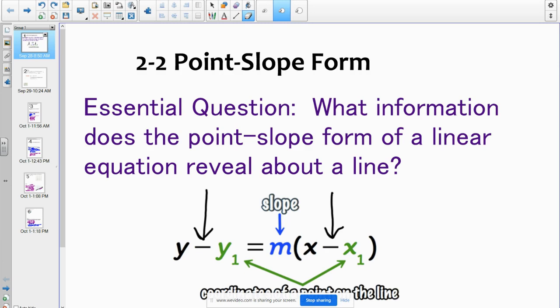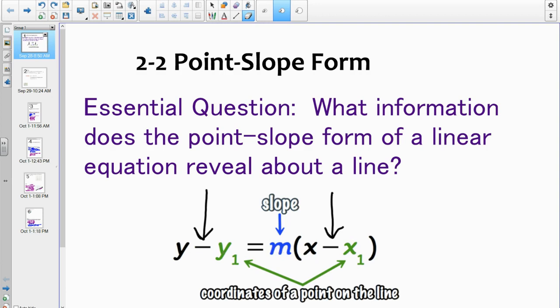Your equation, and this is the first time you've looked at it, is y minus y1, which is the coordinate of the point you picked. So the y coordinate equals the slope, the same spot it is in slope-intercept form, times x, the x value or the variable, minus x1, which is the coordinate. So notice x1 and y1, and then your slope. So your point and your slope.